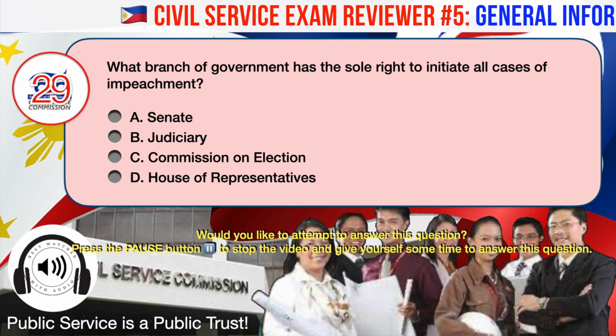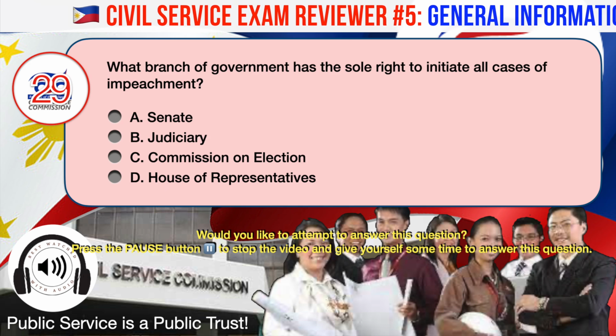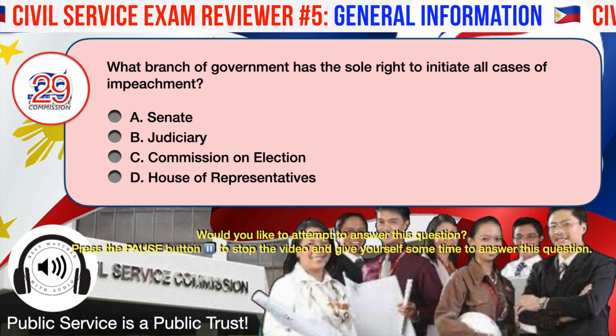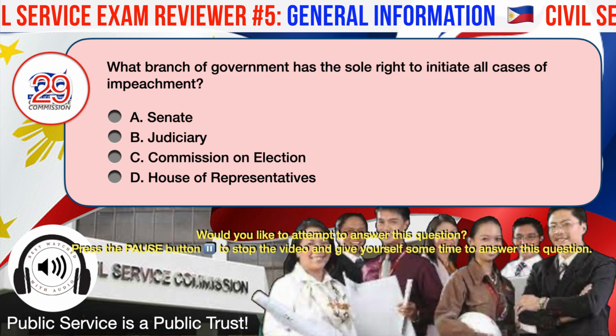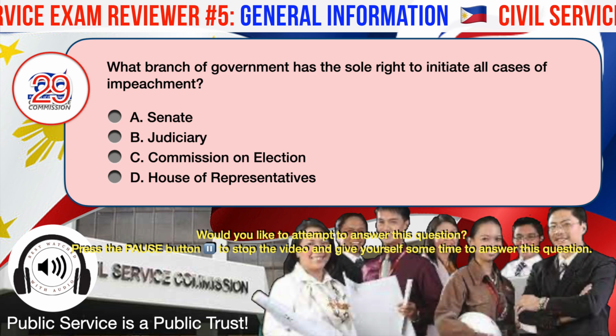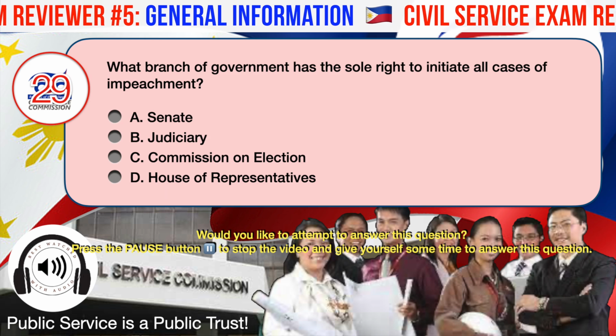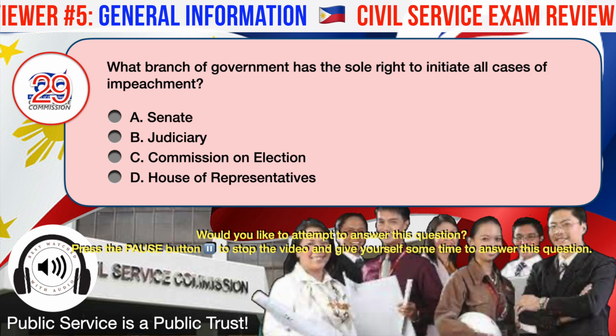Question number 29. What branch of government has the sole right to initiate all cases of impeachment? A. Senate. B. Judiciary. C. Commission on Election. D. House of Representatives. The correct answer is D.